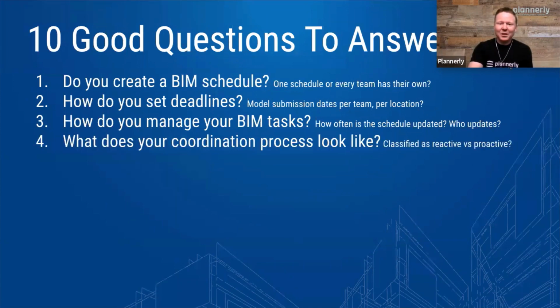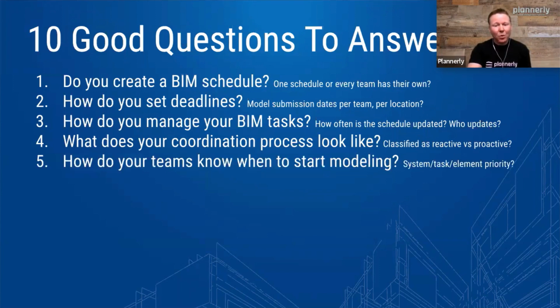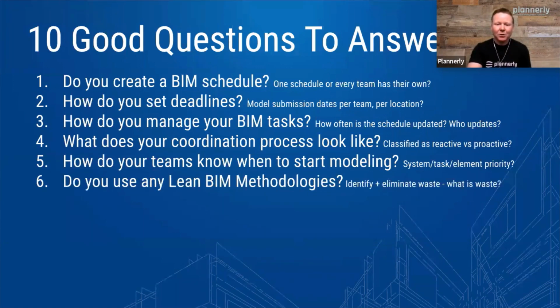And what does the process look like for coordination? Is it a proactive coordination process where people understand what models and elements are going to be modeled in what sequence and when teams should start? How do you know when you should start? What element priority or system priority do you have set up? And are you using any lean methodologies to identify what the waste is potentially in that workflow and hopefully do more clash avoidance rather than clash detection?